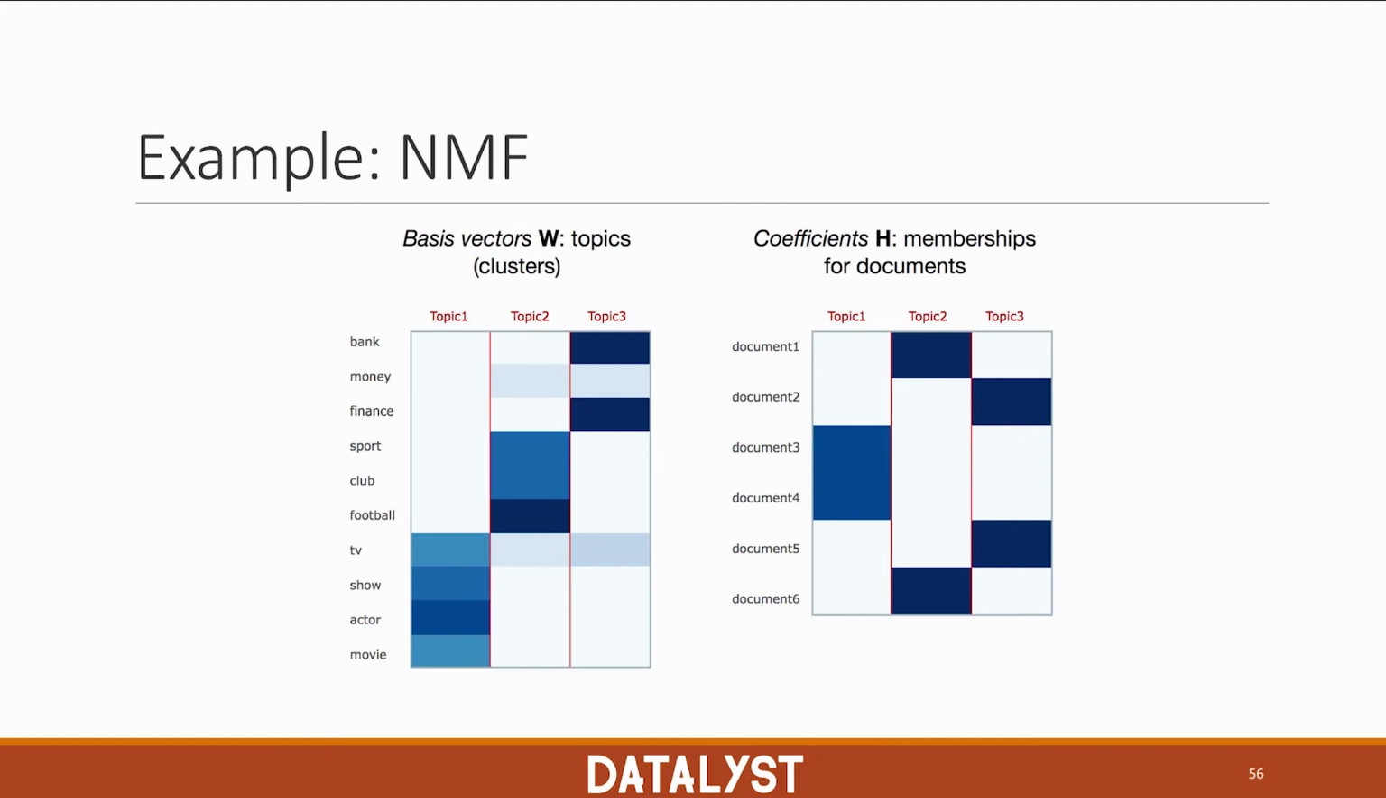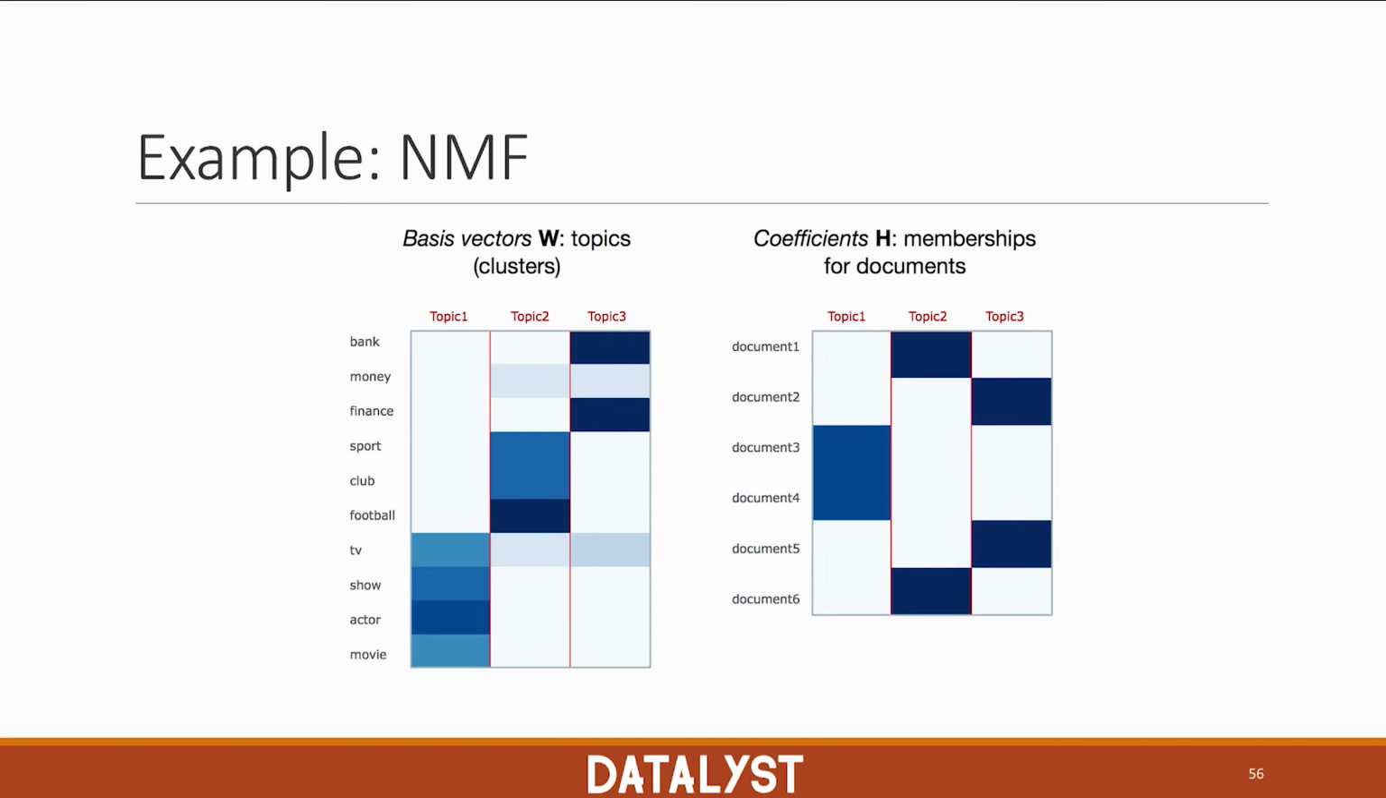So what the basis vectors look like is like this. We have a set of columns which are equal to the number of topics, and a set of rows which are equal to the number of words, and each word is assigned to a topic. So you can see that bank, let's say, and finance are assigned a high score. It's not a probability in this case, in topic 3. And words like sports, club and football are assigned a high score for topic 2, etc. So you have 3 topics here in columns and all the words as the rows.